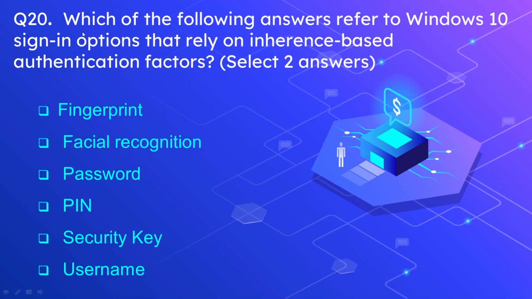And question number 20 is which of the following answers refers to Windows 10 sign-in options that rely on inherence-based authentication factors? And we have to select two answers, and they are already selected. And these are fingerprint and facial recognition. So they are inherence-based authentication factors.